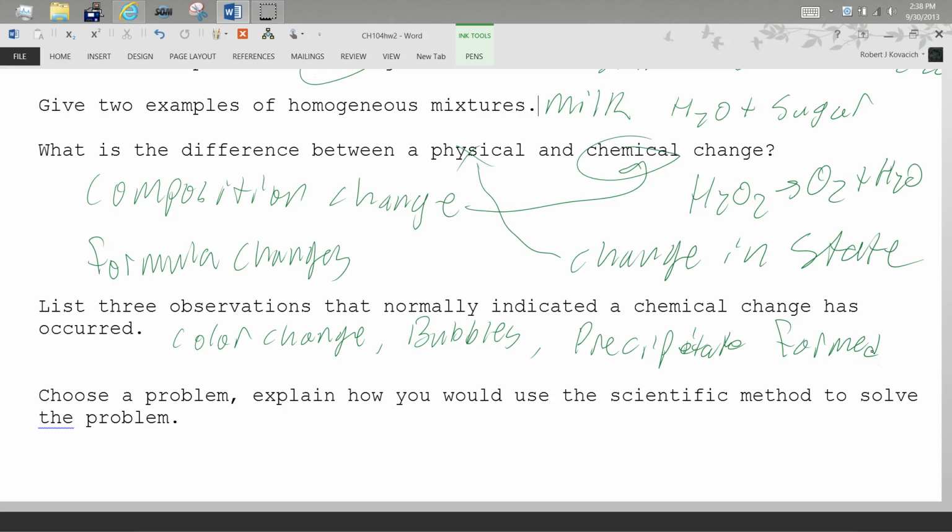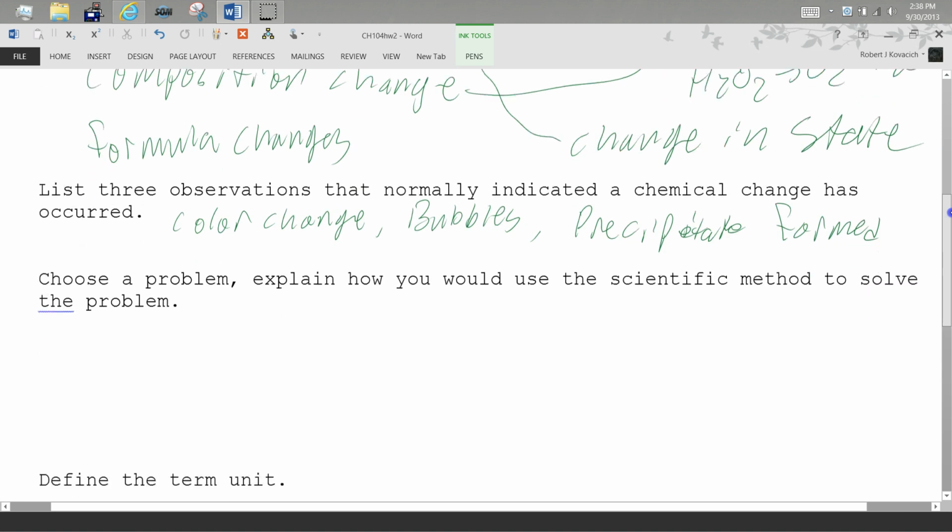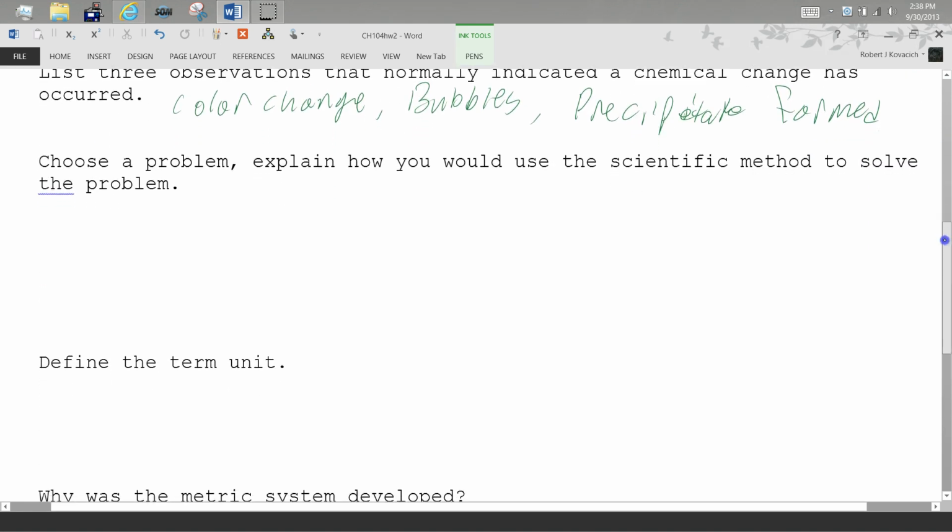Choose a problem. Explain how you would solve the problem using the scientific method. Okay. Somebody have a problem for me? Yeah. Mine was car trouble. I love it. I mean, I don't, but I get it. So first there was an observation that the car would start, but the lights come on. Okay. So one is what, lights go out, or car won't start. Let's go with that. Car won't start.